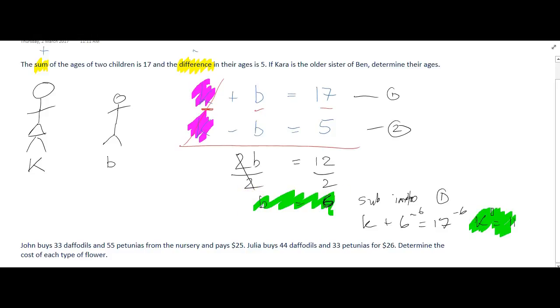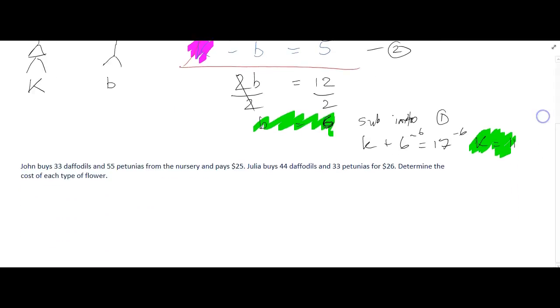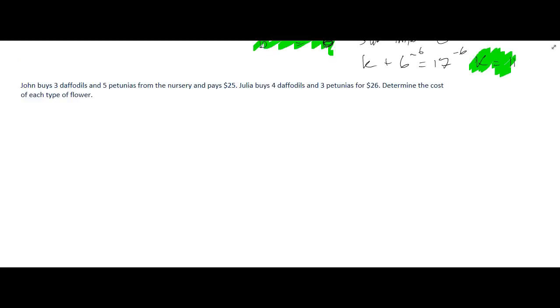You can check that using the other equation. K minus B equals 5. 11 minus 6 equals 5. Okay, so that's a simple elimination method worded question. Now, hi guys, I might have experienced a bit of a blip there when I transferred the question over. There were some errors, so this is the actual question.